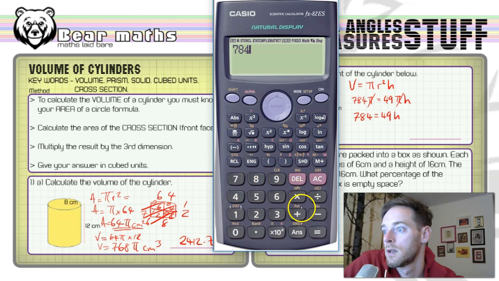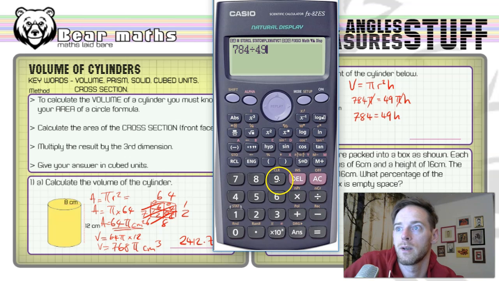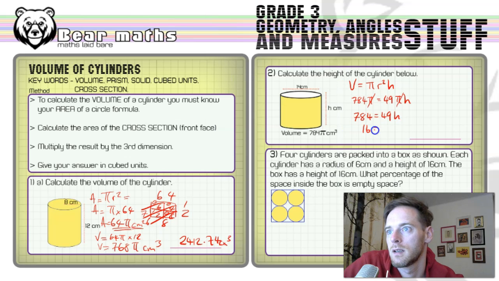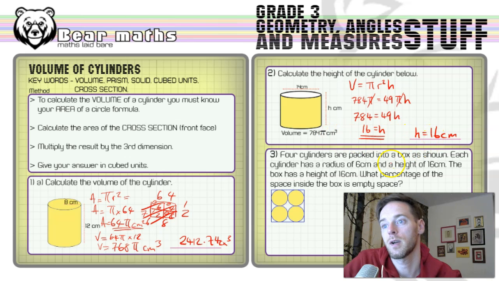784 divided by 49. If you typed in 784 pi divided by 49 pi, it would be the same thing, right? As it would be this. So 16 is what h equals. Okay, just divided both sides, solving an equation there. So h equals 16, and it's in centimeters. Everything was in centimeters or centimeters cubed, so that's fine. All right, so a bit trickier, just working it backwards.